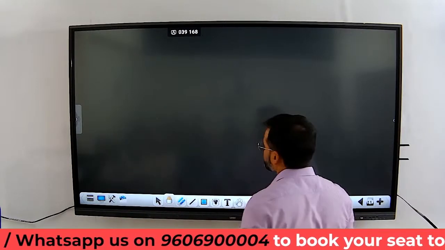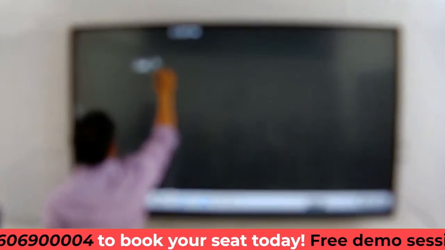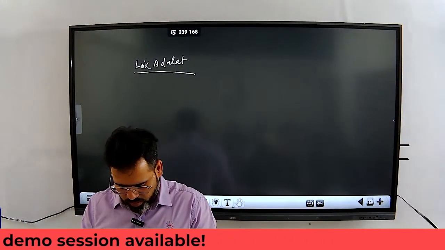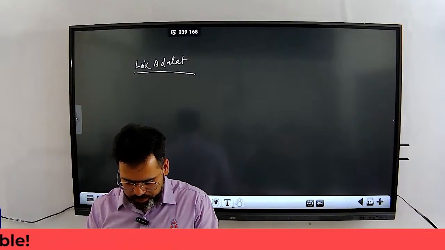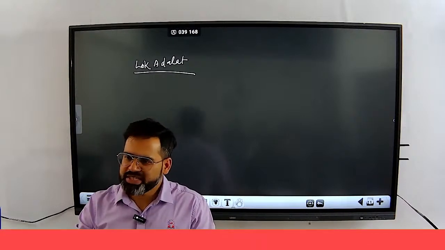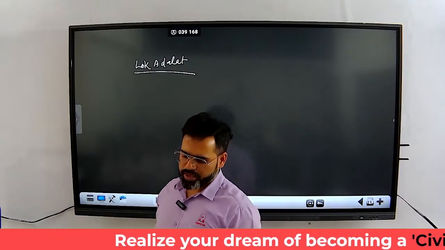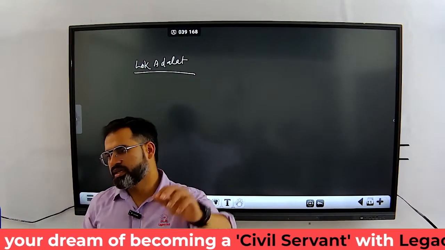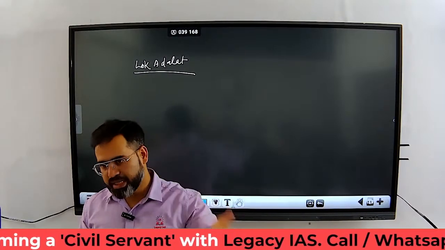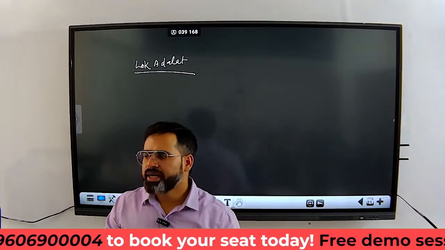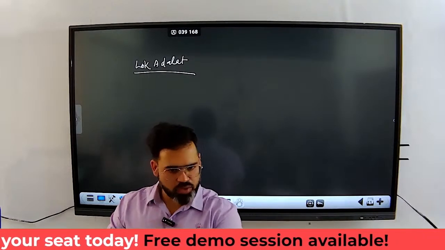Next is Lok Adalat. Next topic, Lok Adalat. So it is basically an alternative dispute redressal mechanism. Why we are saying alternative? Because it is not the same like Supreme Court, High Court and subordinate court. It is completely different from it. Correct? It is just substitute of all these things.